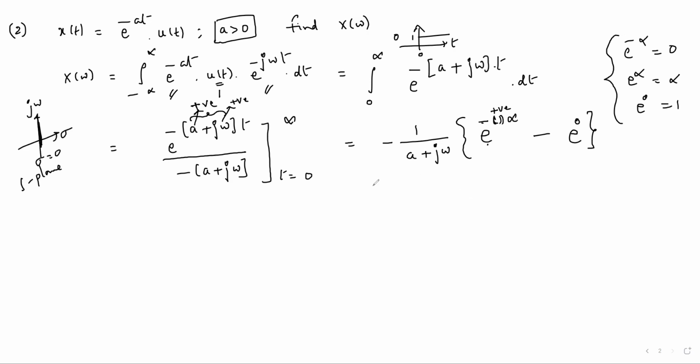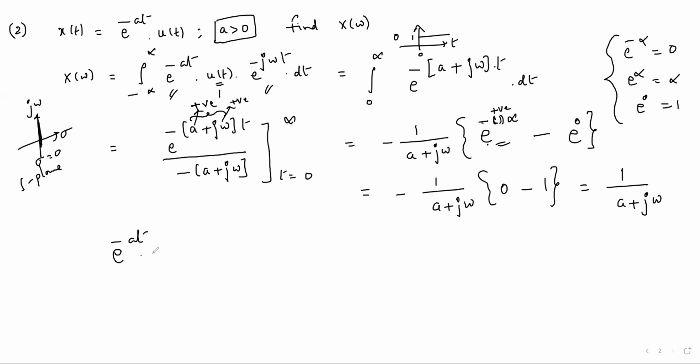So let us substitute the values. So that is minus of 1 by a plus j omega, and this is 0 minus 1. So that minus minus plus, we got 1 by a plus j omega is the Fourier transform final expression. So the Fourier transform pair is e power minus at u of t, Fourier transform is 1 divided by a plus j omega.